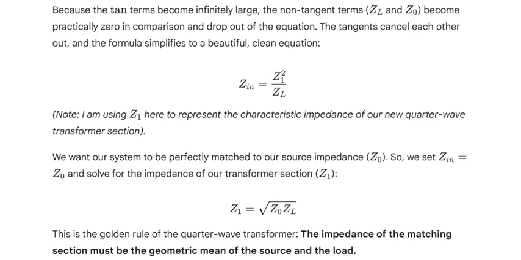We want our system to be perfectly matched to our source impedance, Z0. So we set Zin equals Z0 and solve for the impedance of our transformer section, Z1 equals square root of Z0 times ZL. This is the golden rule of the 1/4 wave transformer. The impedance of the matching section must be the geometric mean of the source and the load.